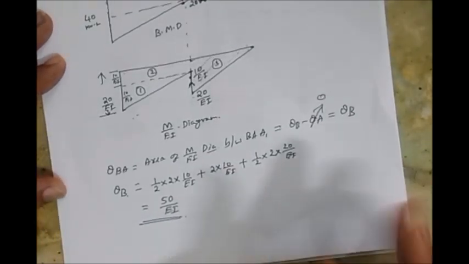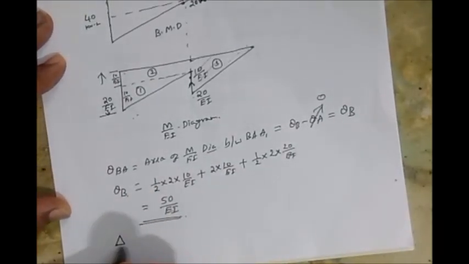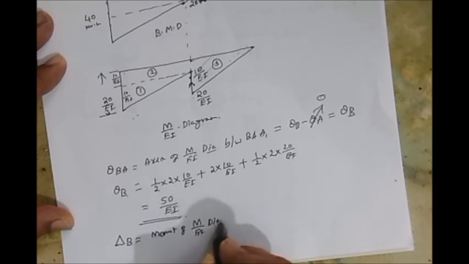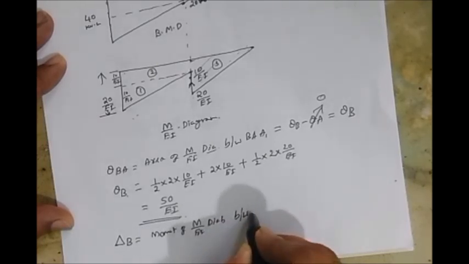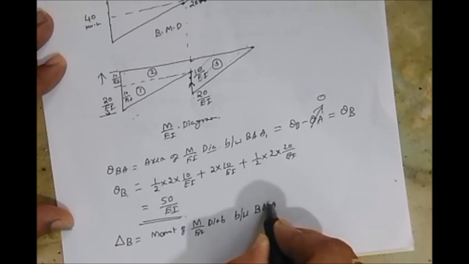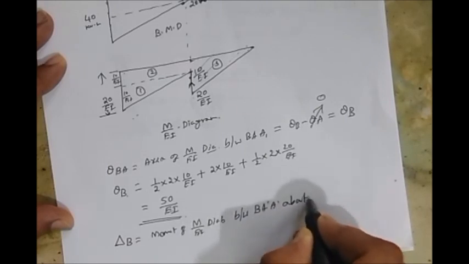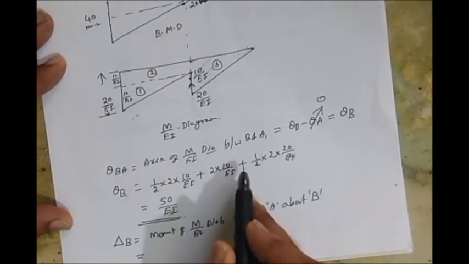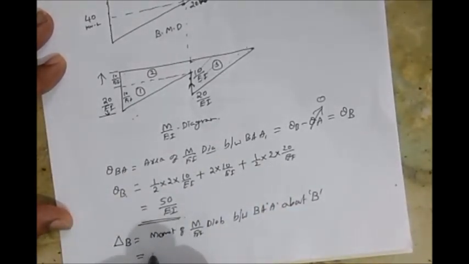Now let's find the deflection. To find the deflection, you know, delta B is equal to the moment of the M by EI diagram between B and A about B. So you need to take the moment of all the diagram about B. So let's do it once again. Half into base into height. So you need to take the moment.